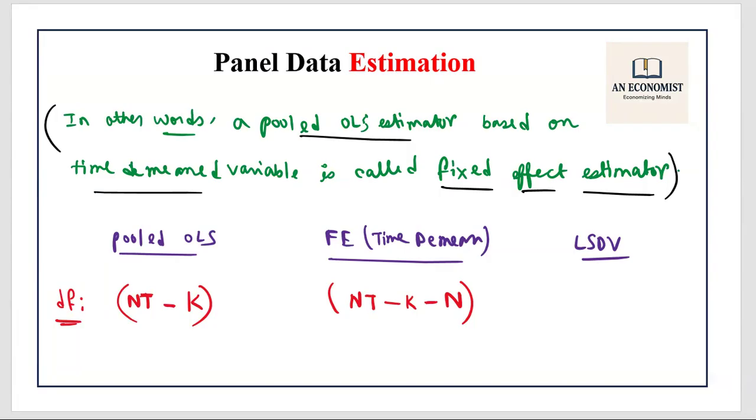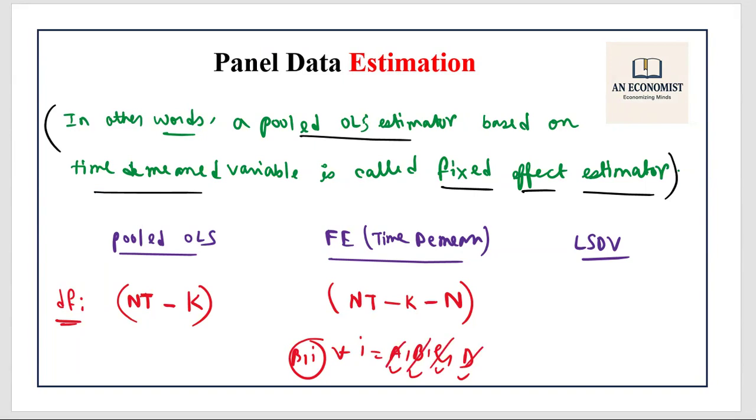Due to fixed effect, because remember that for beta 1i, for all i, when it varies with A, B, C, D, this intercept term will vary. Right, this intercept term will vary. So for 4 different entities, you will lose 4 degrees of freedom. For every entity, you will lose 1 degree of freedom.